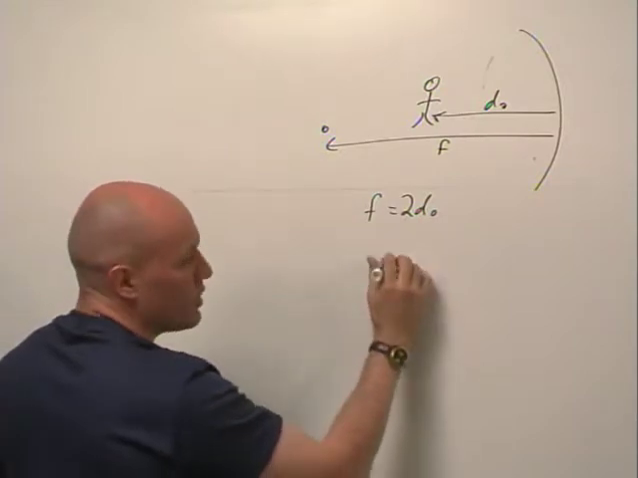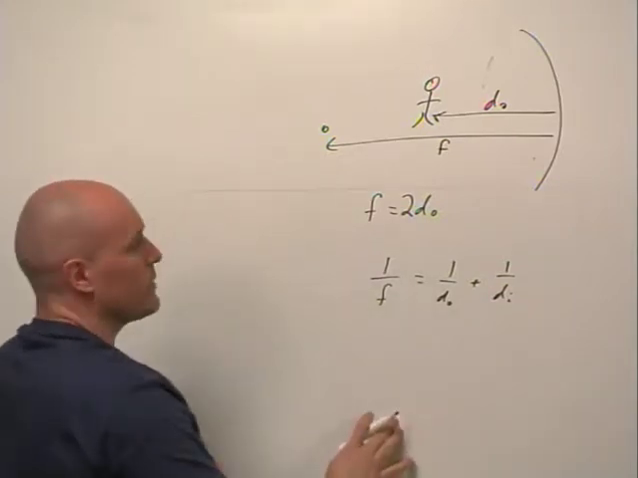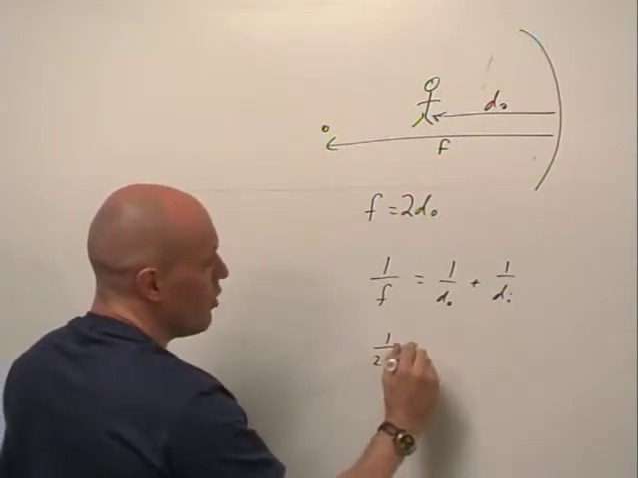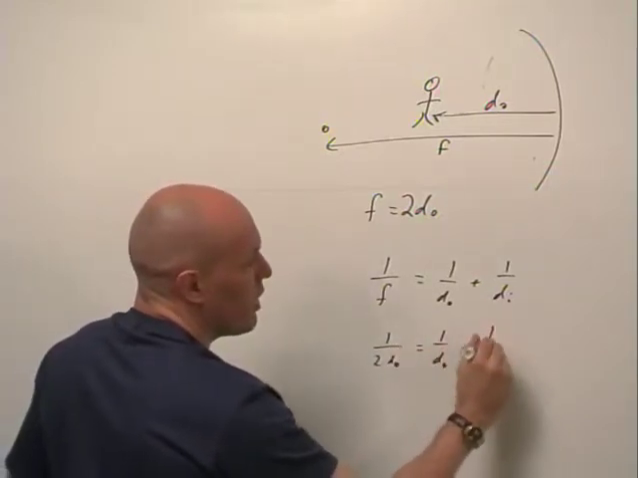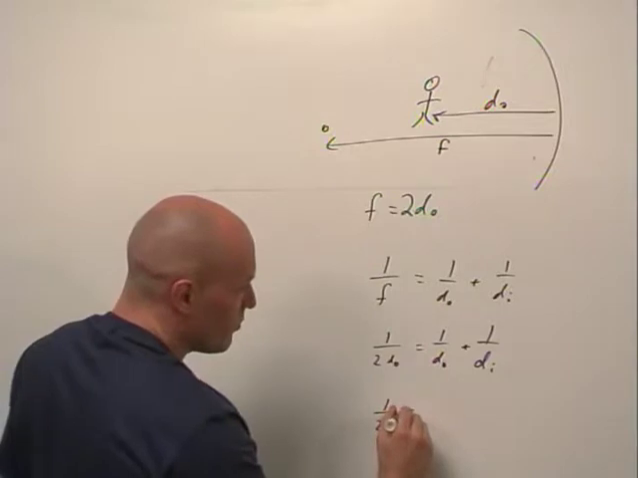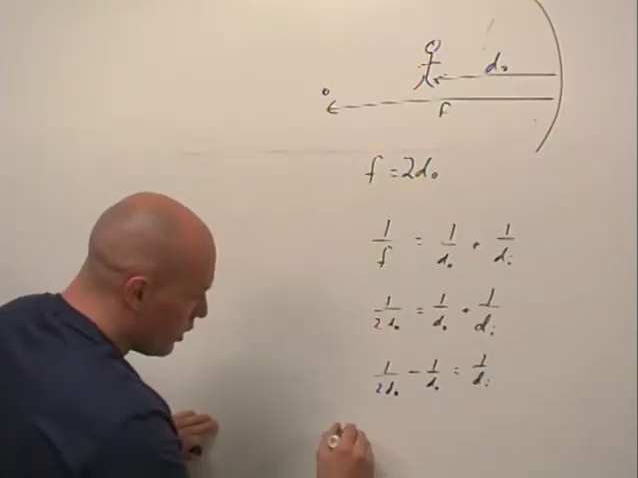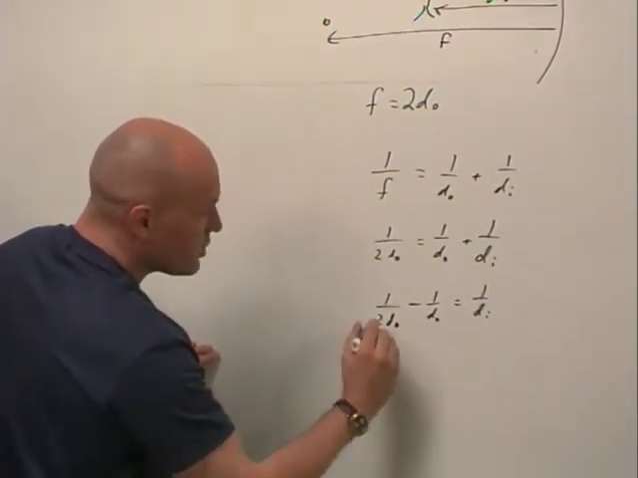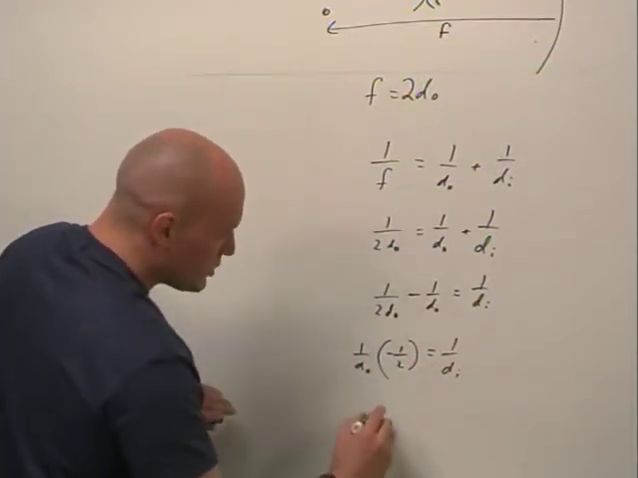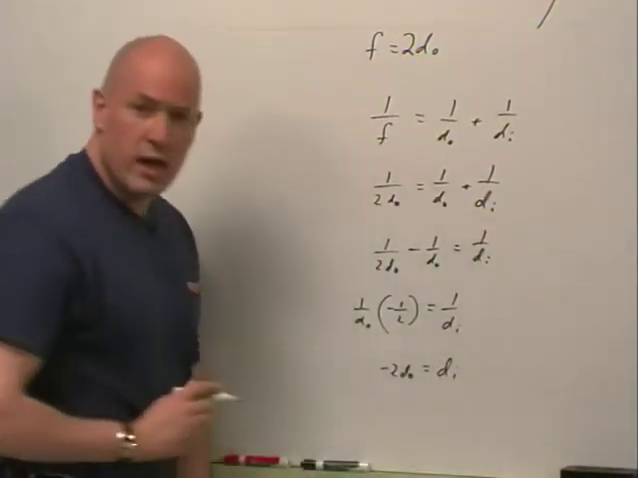So from the lens equation, we have 1 over F equals 1 over DO plus 1 over DI. And I'll plug in now for DO. I'll have 1 over 2 DO equals 1 over DO plus 1 over DI. Subtract 1 over DO from both sides. And I'll pull out the 1 over DO times 1/2 minus 1, which is going to give me negative 1/2 equals 1 over DI. So basically what I end up with is negative 2DO equals DI.